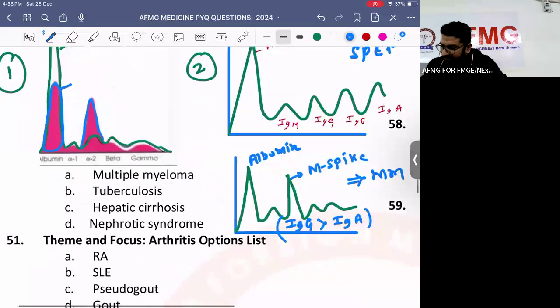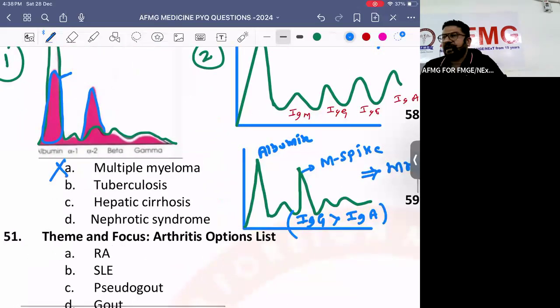तो क्या ये मल्टीपल माइलोमा है? नहीं है. एल्बुमिन का लॉस कहाँ होता है? नेफ्रोटिक सिंड्रोम, प्रोटीनूरिया, सिंपल लॉजिक. टीबी, लिवर सिरोसिस में तो कोई स्पाइक ही नहीं. सो एल्बुमिन बेसिकली इस क्वेश्चन में क्या कम हो रहा है? एल्बुमिन्स आर डिक्रीज्ड एंड अल्फा वन अल्फा टू ग्लोबुलिन्स आर इंक्रीज्ड. इट मीन्स एल्बुमिनूरिया, और एल्बुमिनूरिया कहाँ होगा? नेफ्रोटिक सिंड्रोम.